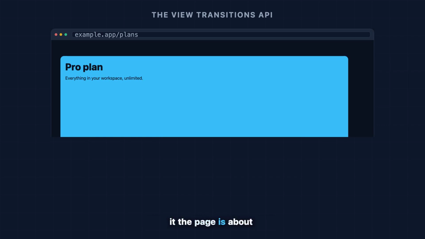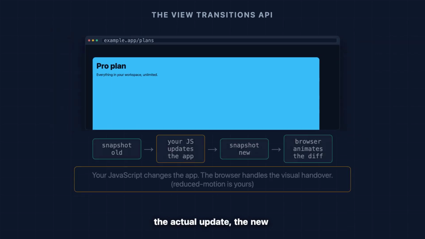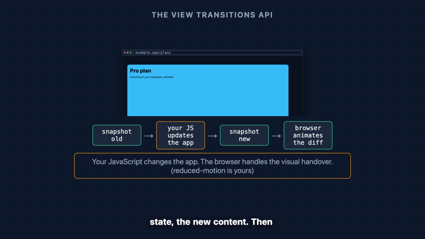You tell it the page is about to change. It captures the current view. Your JavaScript makes the actual update, the new state, the new content. Then the browser captures the new view and transitions between them. By default, that's a smooth crossfade for the whole page. Name individual elements and they animate separately. And you should still respect people who prefer reduced motion. Your JavaScript still changes the app. The browser now handles the difficult visual handover.